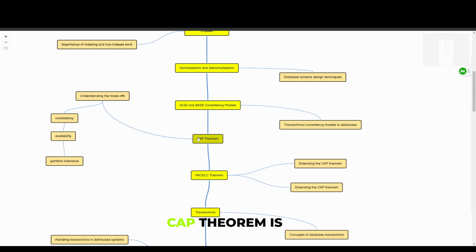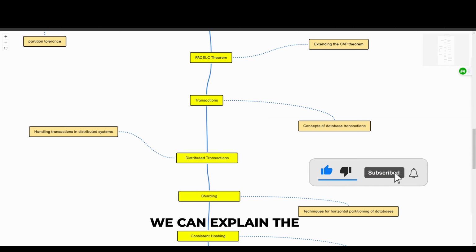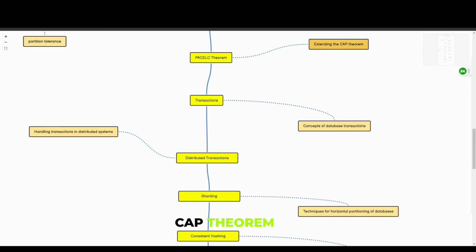Understanding the CAP theorem is essential for distributed systems. We will explain the trade-offs between consistency, availability, and partition tolerance, helping you make informed decisions for your database architecture. We can explain the PACELC theorem. Building on the CAP theorem, the PACELC theorem introduces latency considerations. We will discuss how this theorem extends the CAP theorem and its implications for database design.